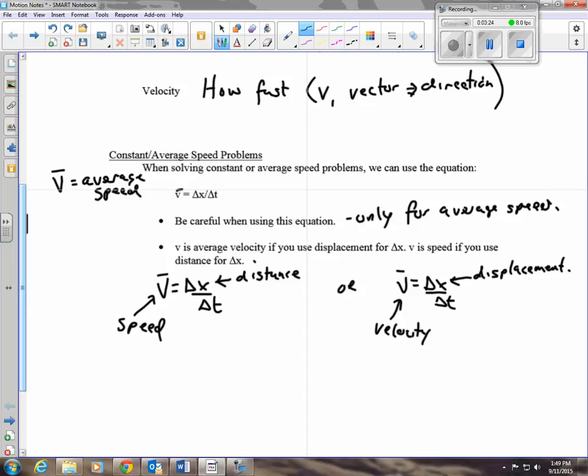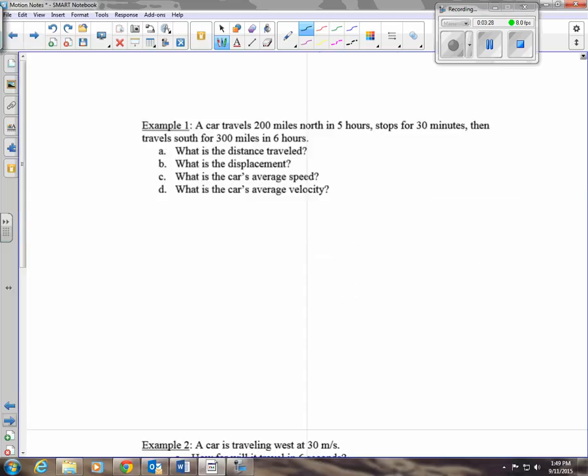So, there's an example of that on the top of the next page. The car travels 200 miles north in 5 hours, so it's going to go 200 miles this way, and it's going to stop. And then it's going to go back down this way, south, for 300 miles. The first two parts of this we've done before. It should be pretty straightforward. What is the distance traveled? Distance, that's a scalar. I don't worry about directions. So I have 200 miles plus 300 miles, which is 500 miles.